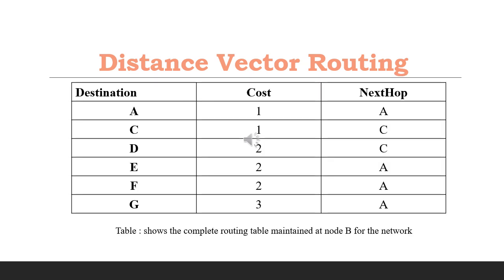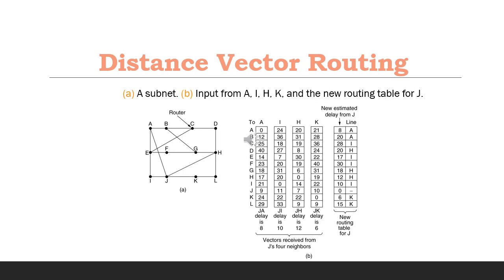Now with the help of the previous table, we'll be able to calculate the cost and the next hop through which we can reach that node. Now here we have an example. We have a subnet input from A, I, H, K and the new routing table for J. We use the same concept that we have discussed in the last 4-5 slides to calculate the new estimated delay from J.